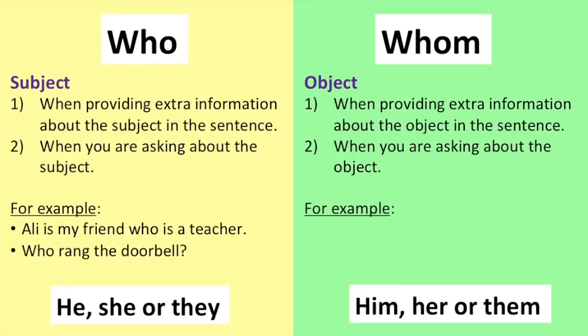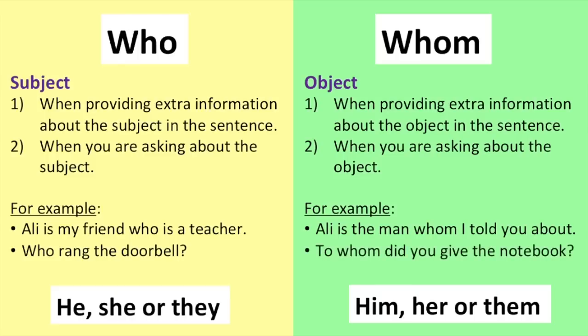For example, Ali is the man whom I told you about. Here we can restructure the sentence to say, Ali is the man I told you about him. We can't say, Ali is the man I told you about he. It doesn't make sense. Another example is, to whom did you give the notebook? The answer to this question would be, I gave the notebook to her, or I gave the notebook to him, depending on who you gave the notebook to.